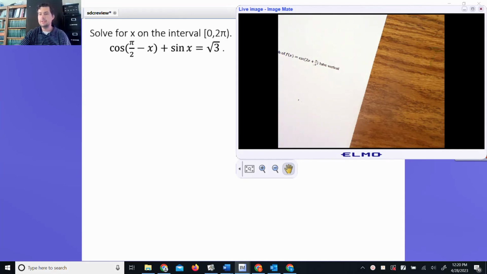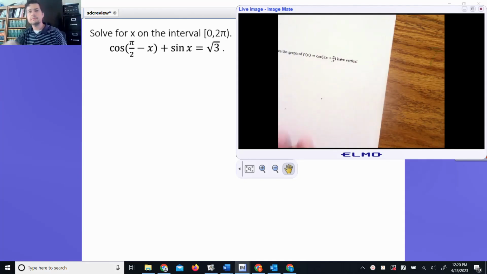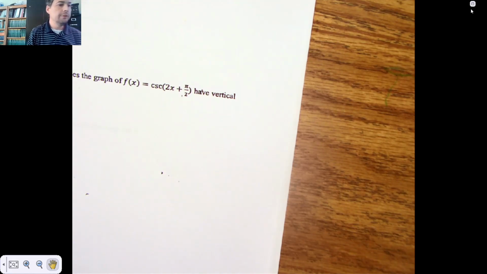More math. 42 is where I'm at, I think. Come on, there we go. All I gotta do is find an ink pen.